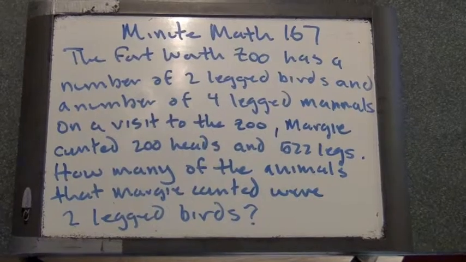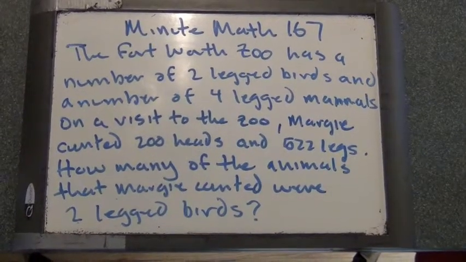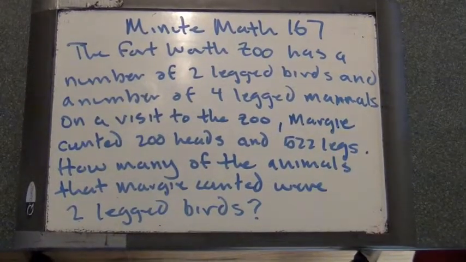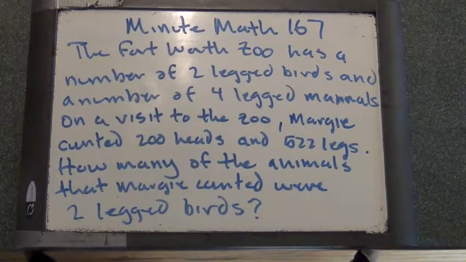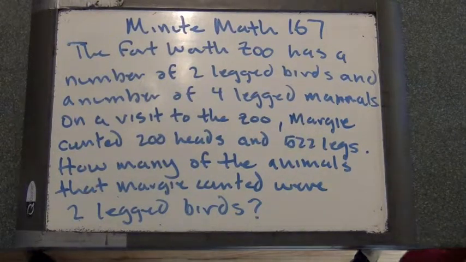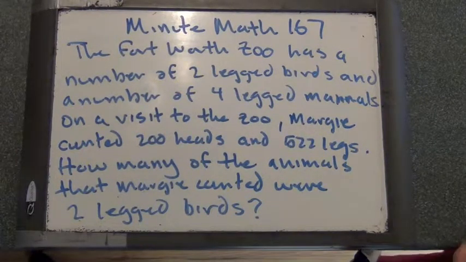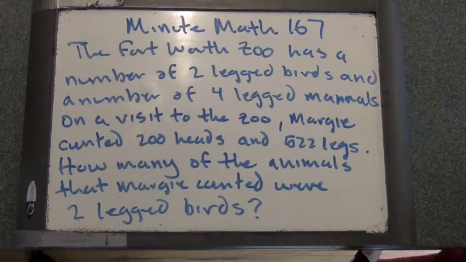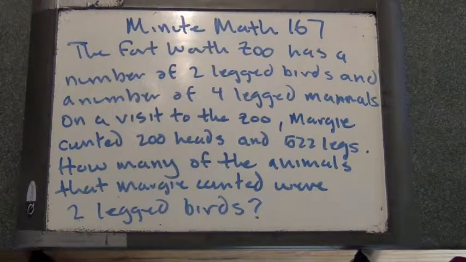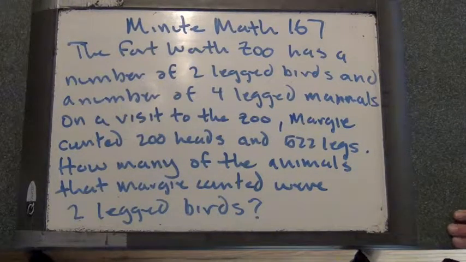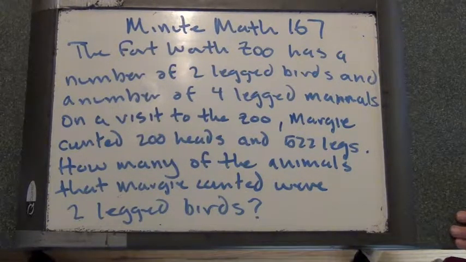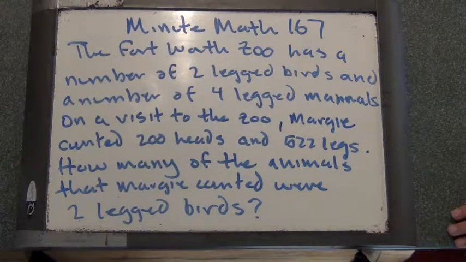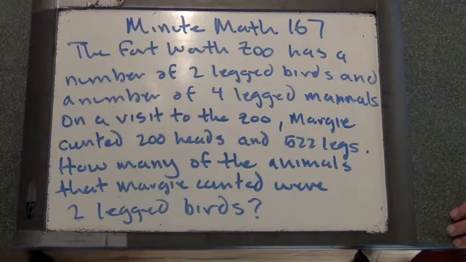This is a problem from the 2012 AMC 8 that the Mathematical Association of America just put out on their Minute Math page today. It's a really cool problem. Are you ready? The Fort Worth Zoo has a number of two-legged birds and a number of four-legged mammals. On a visit to the zoo, Margie counted 200 heads and 522 legs. How many of the animals that Margie counted were two-legged birds?